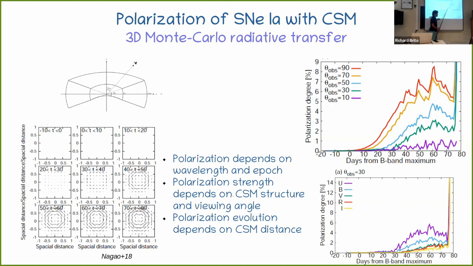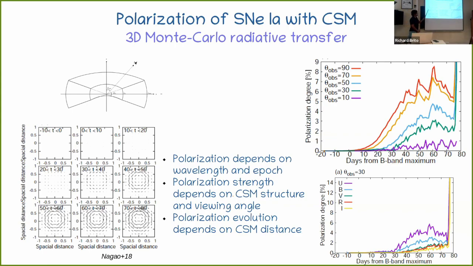But as the light starts coming closer to the CSM, right? Then depending on the viewing angle, if you're looking at it edge on, again, you're going to have high polarization. If you're looking at it from the polar direction, you're going to have very little polarization. So, I mean, you can model the structure or the CSM structure that you want, but if you have something asymmetric, you're going to have imprints in your polarization evolution.